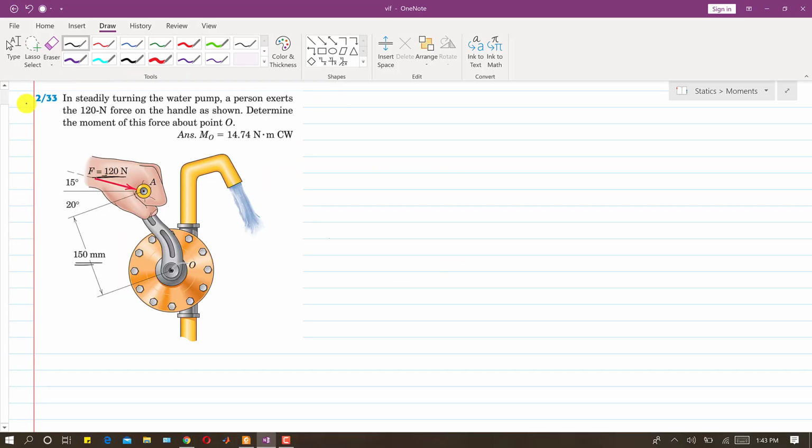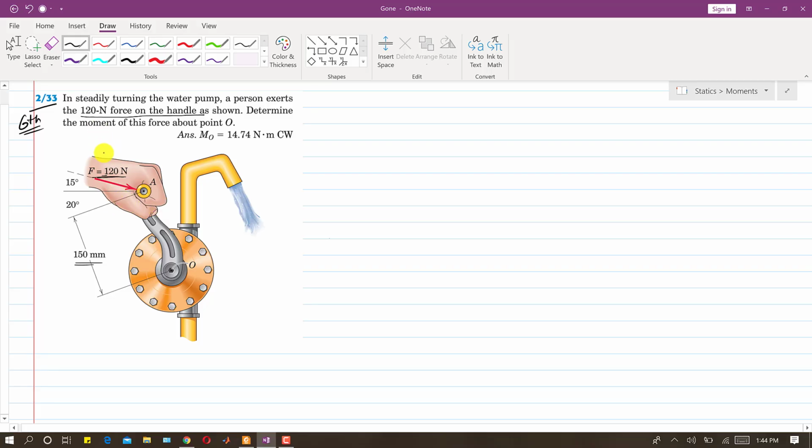Now we are going to solve problem 233, from the 6th edition, right? In this problem it is said that in steadily turning the water pump, a person exerts a 120 Newton force on the handle as shown. This is the 120 Newton force applied on this handle at this point A, and we need to determine the moment of this force about this point O. So this is point O, right? We need to find the moment of this.